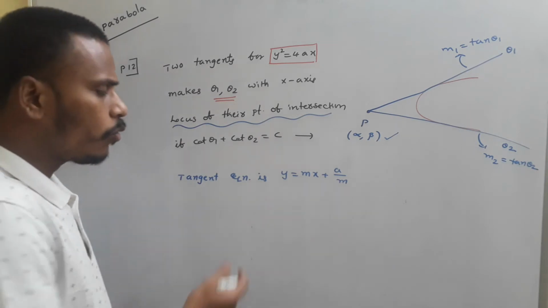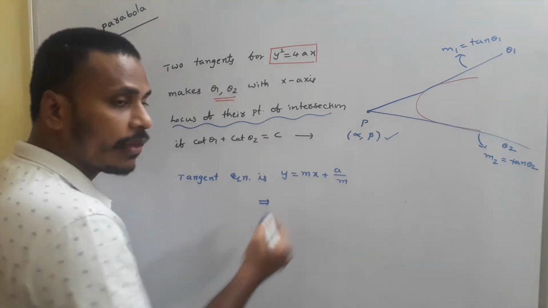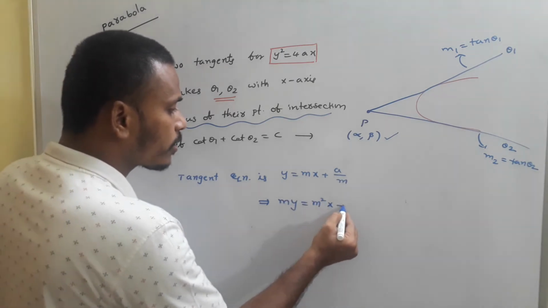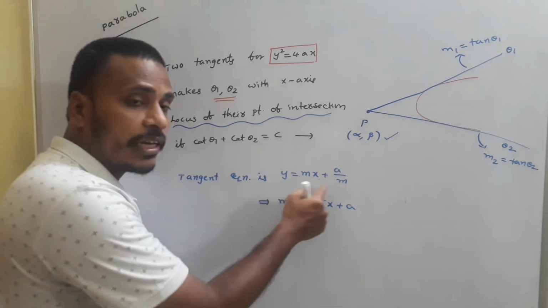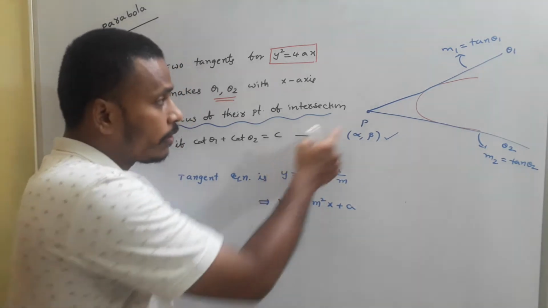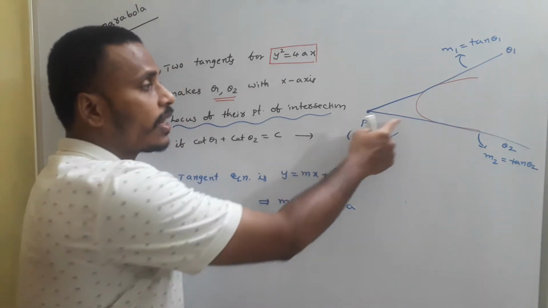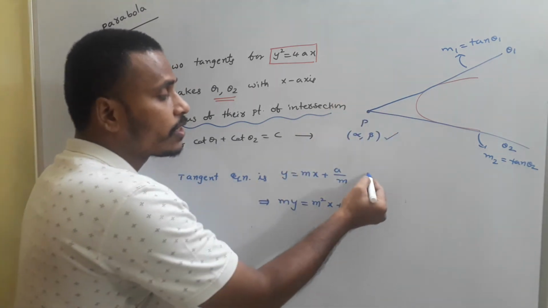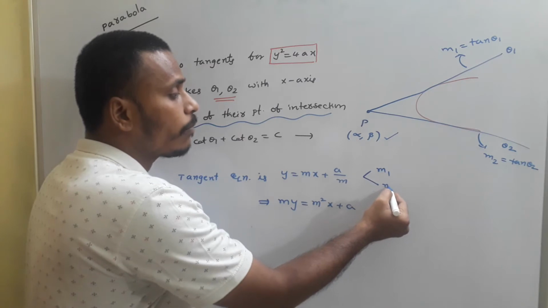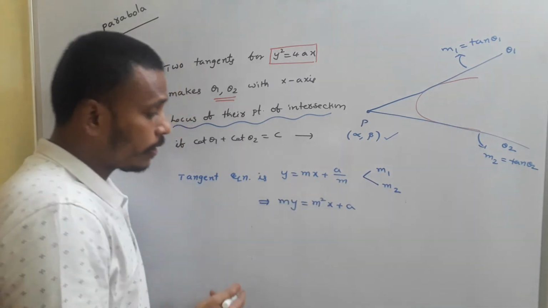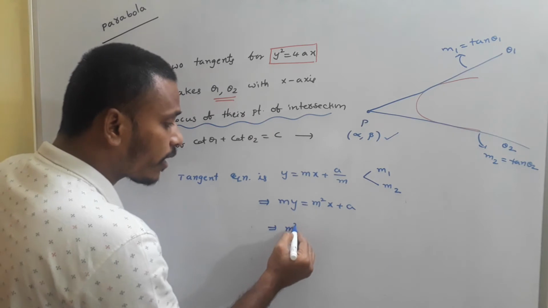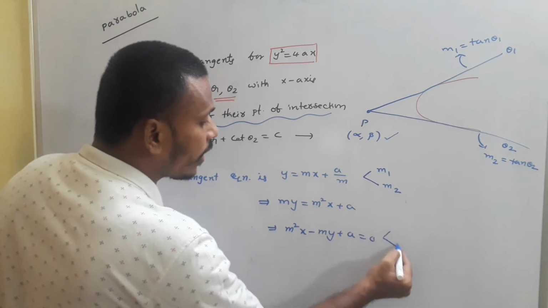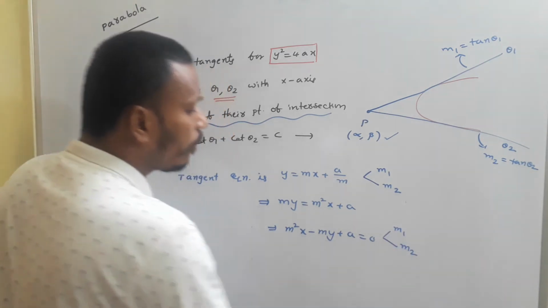Okay. Now, when you multiply everything with m, what will happen? My is equal to m square x plus a. This is a general tangent equation. The first tangent is of this format, and the second tangent is also of this format. Since these two tangents are of the same format, the slopes of those two tangents, m1 and m2, are suitable in the place of m. That means for this quadratic relation m square x minus my plus a is equal to 0, there exist two roots, which are m1 and m2.